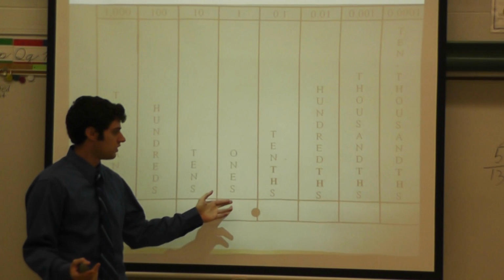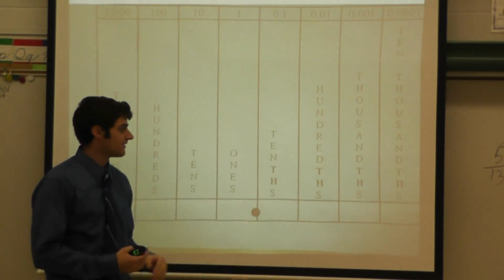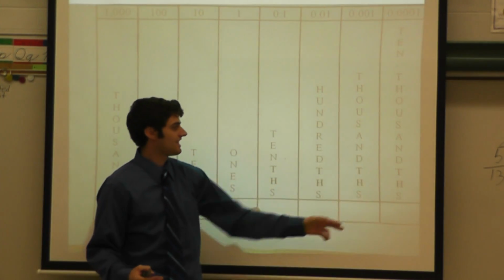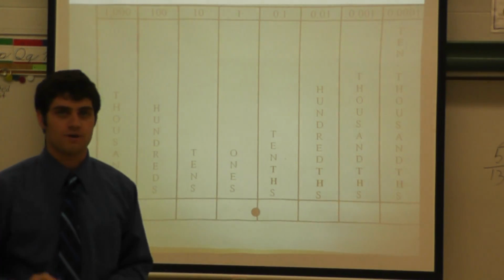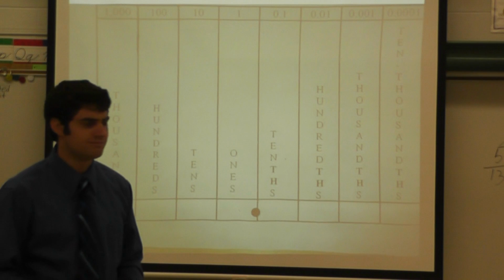If my decimal was 0.075, it would be 75 thousandths, and that's how I would write that or say that when I'm trying to write it as a fraction. Let's take a look at an example problem.